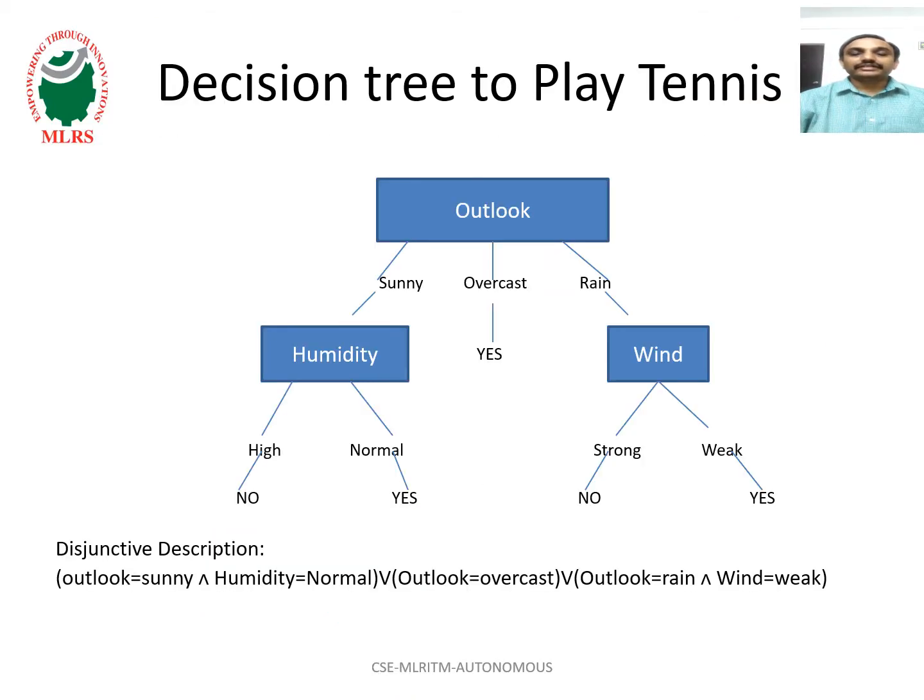Here is another example of a decision tree, to decide whether to play tennis or not on a given day. In this decision tree, attributes are represented as tree nodes and each link has a decision rule. Each leaf gives an outcome. To get the positive result in this example: outlook equal to sunny, intersection, humidity equal to normal, union, outlook equal to overcast, union, outlook equal to rain, intersection, wind equal to weak.